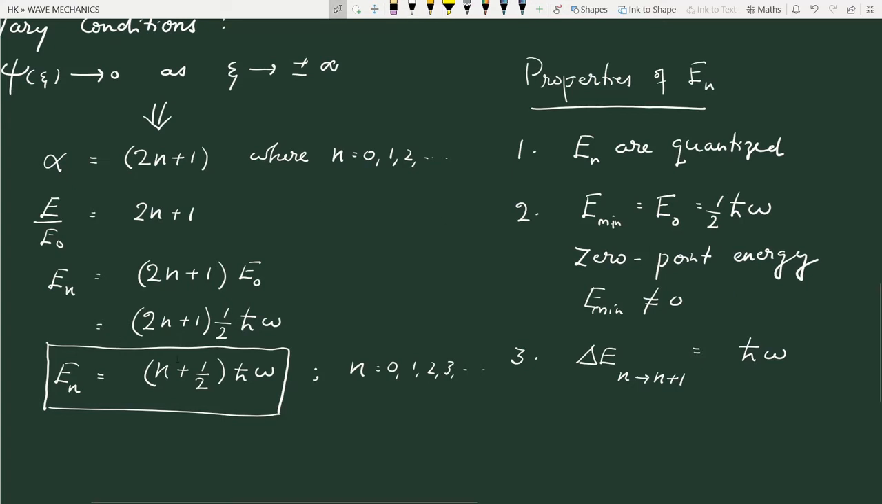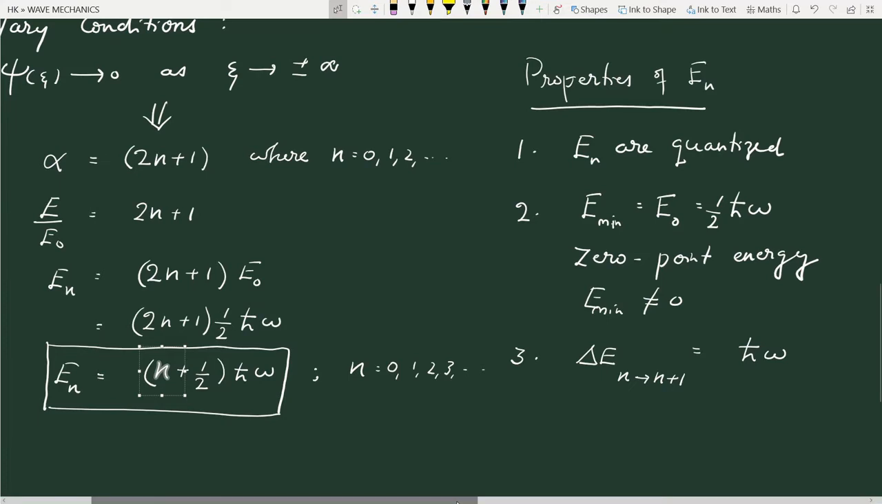You can see that from here. E0 is half h cross omega. What is E1? 3 by 2 h cross omega. The difference, 3 by 2 h cross omega minus half h cross omega, is h cross omega. E2 is 5 by 2 h cross omega. So E2 minus E1, 5 by 2 minus 3 by 2, is h cross omega. So adjacent levels are always spaced by h cross omega. In other words, energy levels are equally spaced.